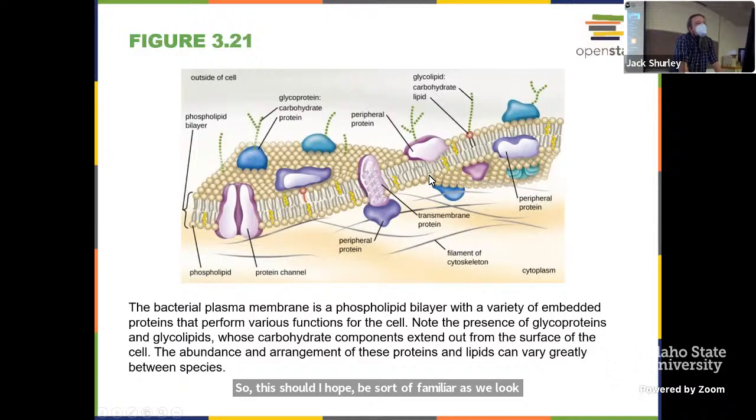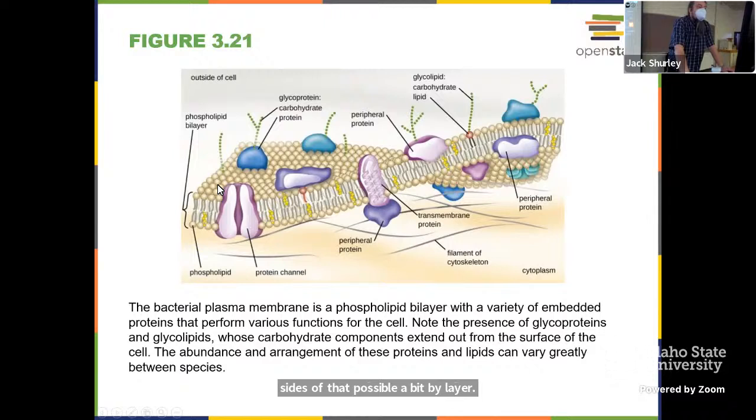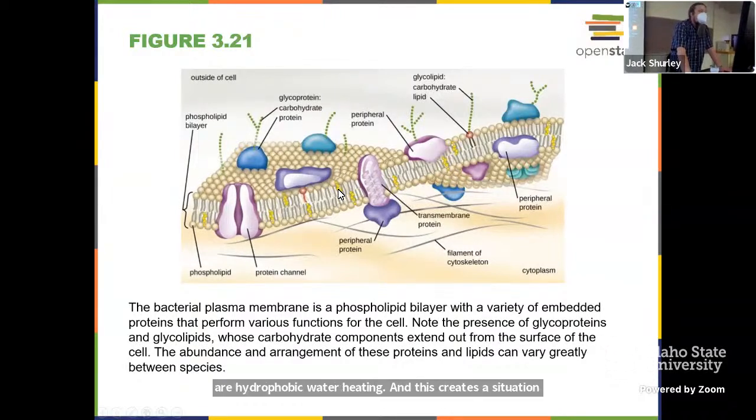There are numerous types of proteins, some that are on one side or the other, others that are transmembrane proteins that span both sides of that phospholipid bilayer, right? With this, the phosphate head regions are hydrophilic, water-loving. The fatty acid tails poking to the center are hydrophobic, water-hating. And this creates a situation where now we've got a membrane that helps to keep the outside out and the inside in, right? With that said, we need to be able to have some substances move through that membrane.